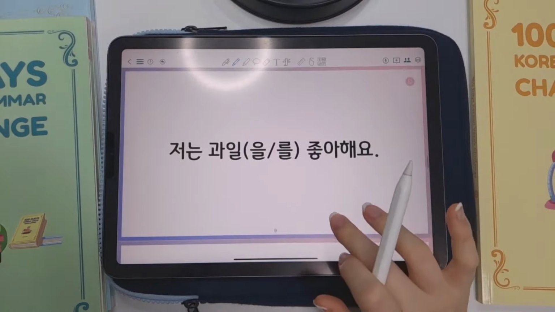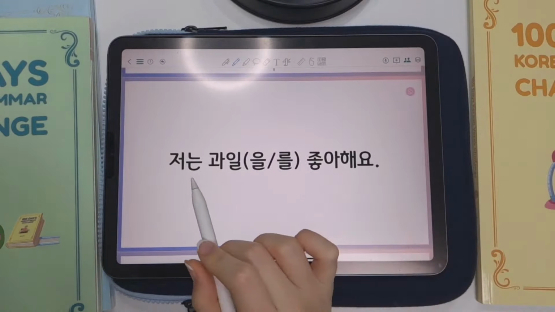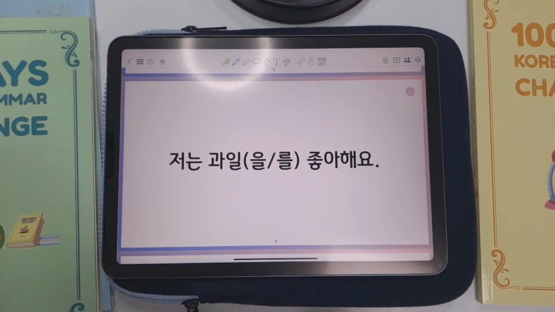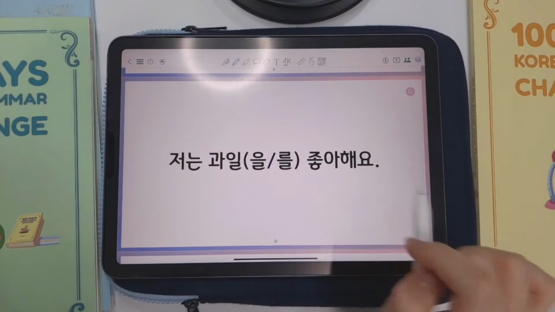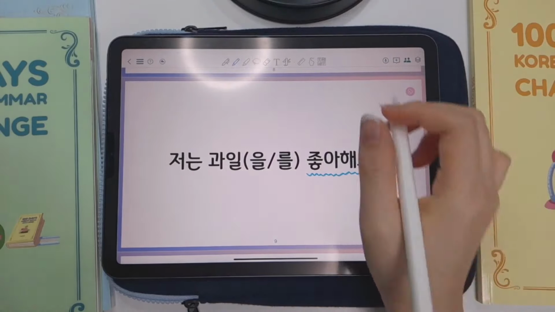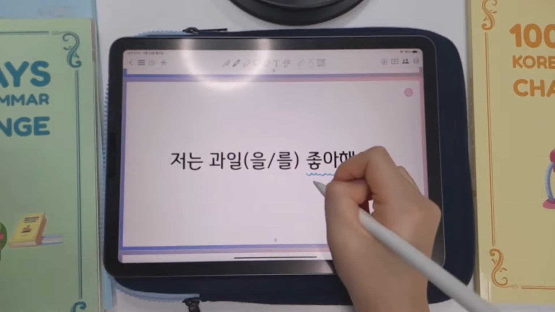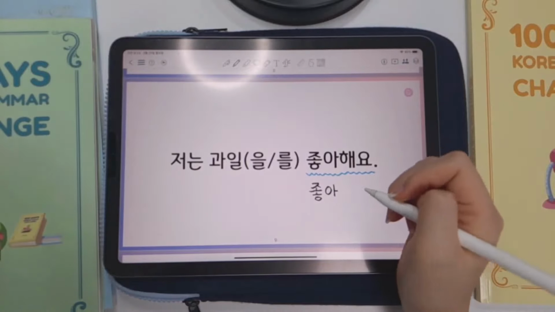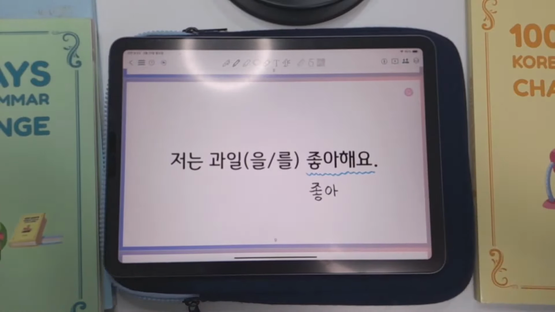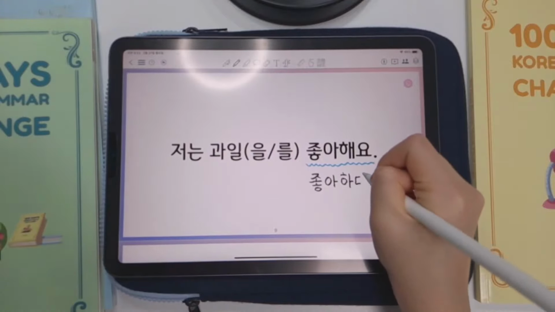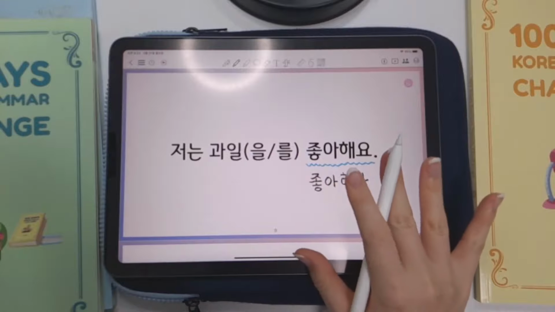Okay. So here's another sentence. 저는 과일을 or 를 좋아해요. 저는 과일을 or 를 좋아해요. 좋아해요. What is the basic form of 좋아해요, guys? 좋아해요. It is 좋아 and what? 좋아하다, right? The answer is 좋아하다.